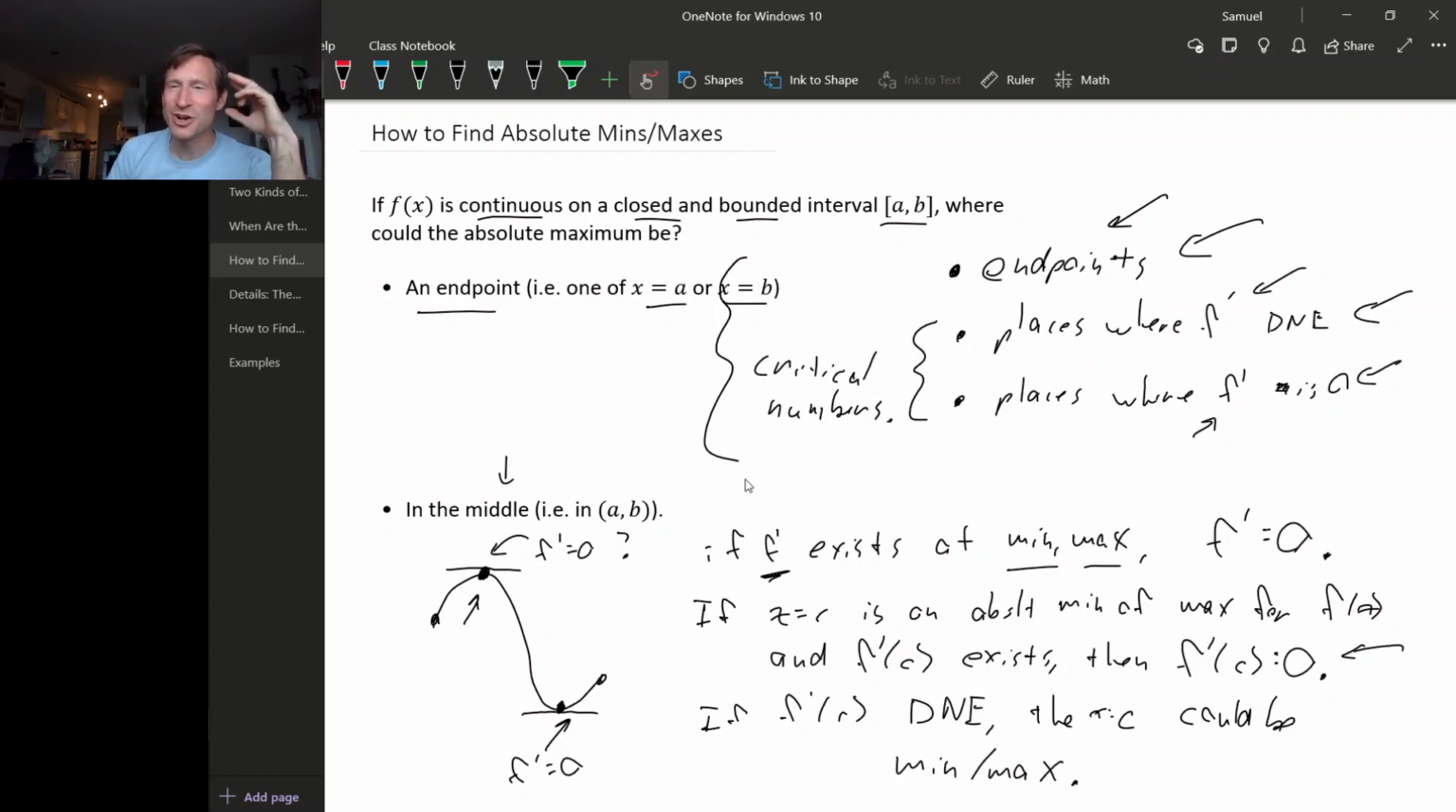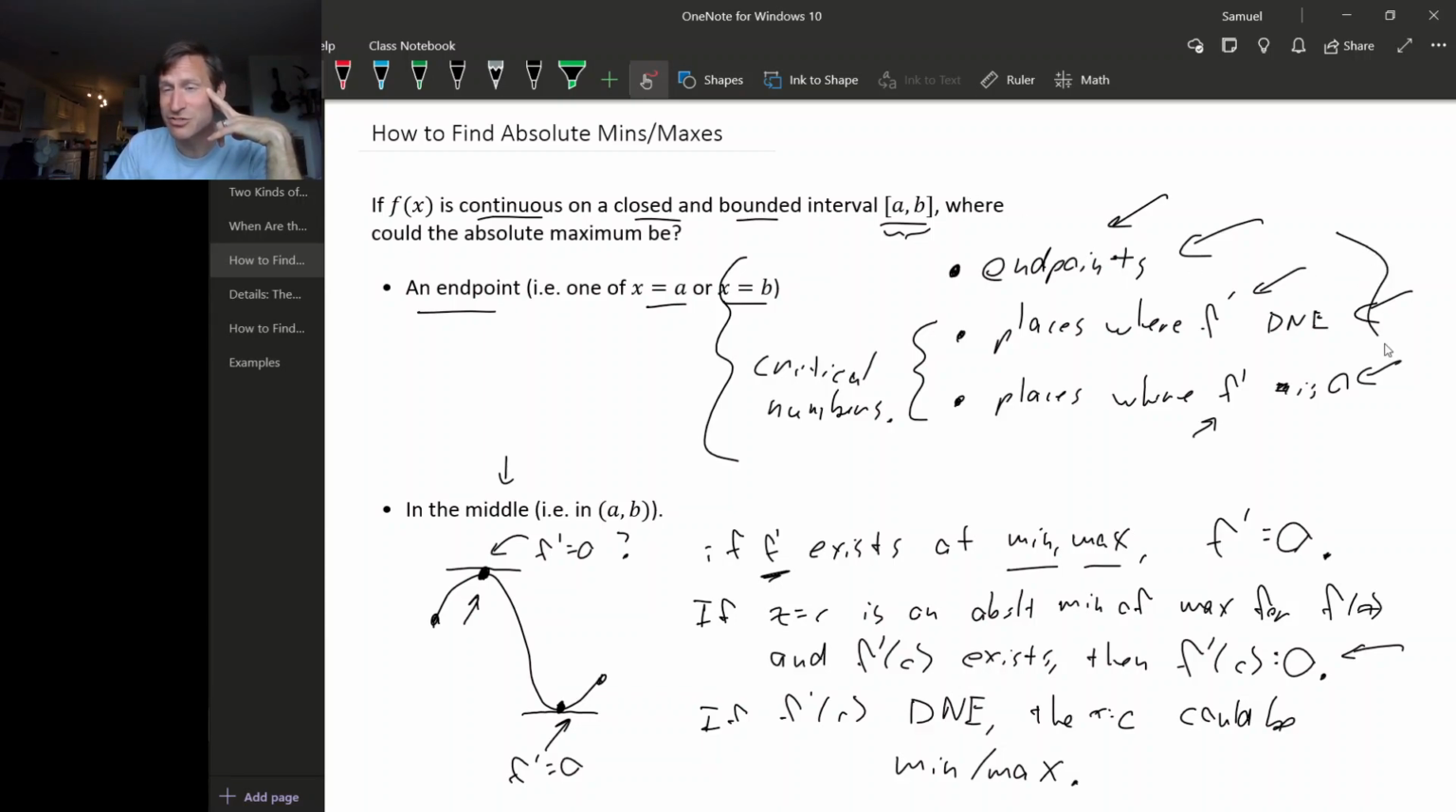Now you might wonder, why is this better? I mean, couldn't we have just plugged in all of the x values from a to b to see which one gives us the largest and the smallest outputs? But no, we can't do that, because there are infinitely many x values between a and b. It's impossible to plug them all in and check which one gives you the biggest and smallest values.